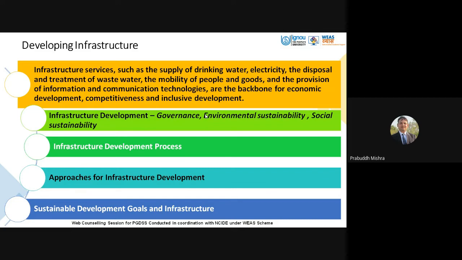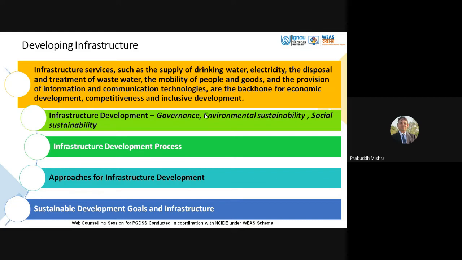So infrastructure development has governance, environmental sustainability and social sustainability. Social sustainability is very important. As I have already told you, invest in education, invest in healthcare facilities, invest in food security. See, the developed nations are talking about nutritional security. They talk about how much nutrition a body needs per day. But in India and in developing nations, we're still talking about food security. Our food security is not even achieved.